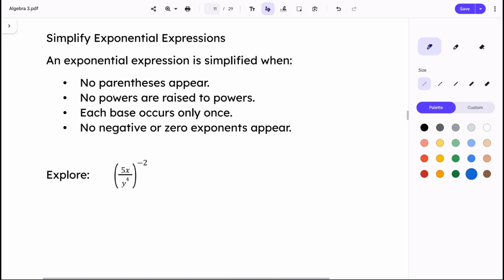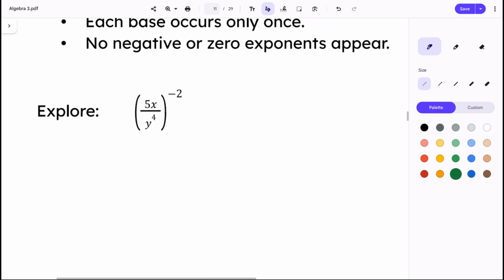When you're simplifying exponential expressions, you know you're done when there's no more parentheses in your problem. So all the parentheses have been taken care of and they're gone. There are no powers raised to powers. Again, that would happen if there were parentheses. So if you haven't simplified that yet, you're not done. Each base only happens one time, so you don't have multiple a's or multiple x's in your problem. And there should be no negative exponents and no zero exponents. Okay, so go ahead, if you haven't yet, take a minute and simplify that problem.